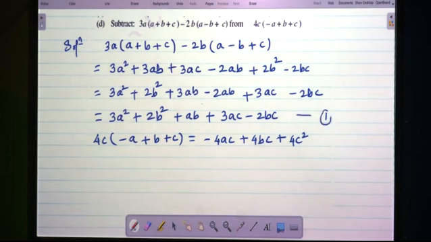Subtract the first expression from the second one. After simplification, these are the expressions that we have got. I have just written them as first and second. So what we understand from that is, whenever it is said to subtract a particular expression from another expression, the expression after "from" we write first. So we write here now minus 4ac plus 4bc plus 4c square.